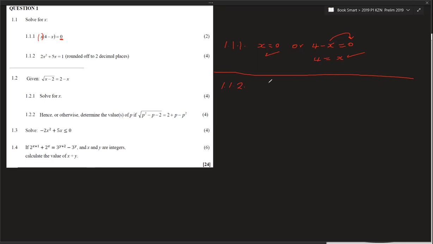For the second one, I have 2x squared plus 5x equals 1. So obviously I need to have a 0 here. So I'm going to have 2x squared plus 5x minus 1 equals 0. Because they said 2 decimal places here, I already know that it's an irrational solution. The solutions are going to be irrational.